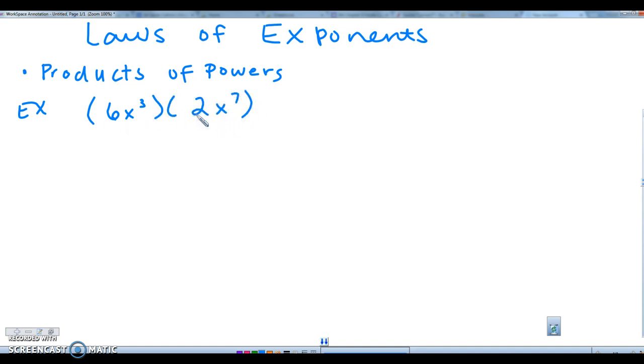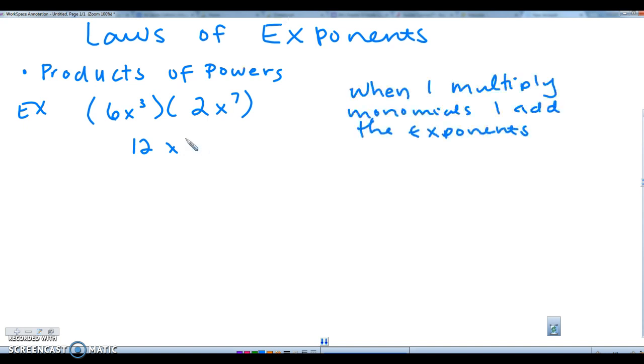I know I multiply the 2 and the 6, which gives me 12. But the question is, what is my new exponent here? Well, if you remember, when I multiply monomials, I add the exponents. So 3 plus 7 gives me 10. So my final answer would be 12x to the 10th.